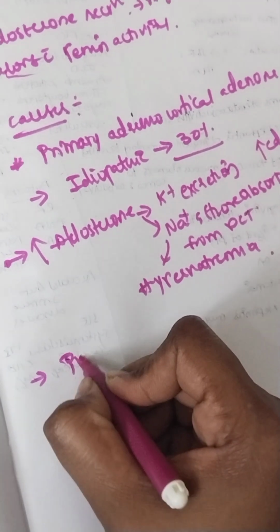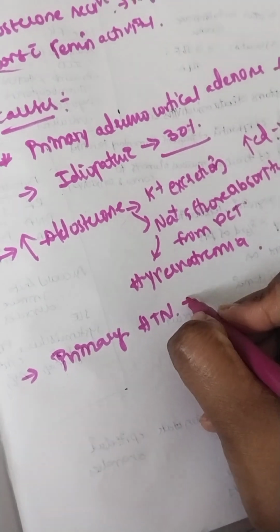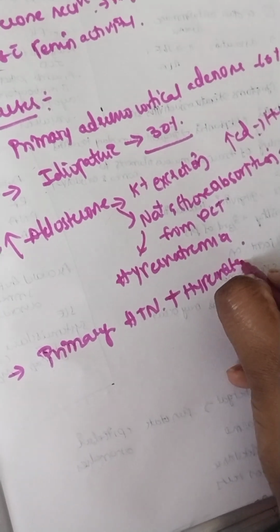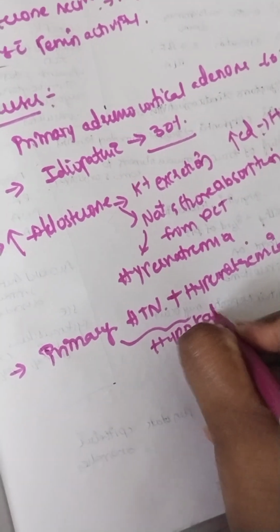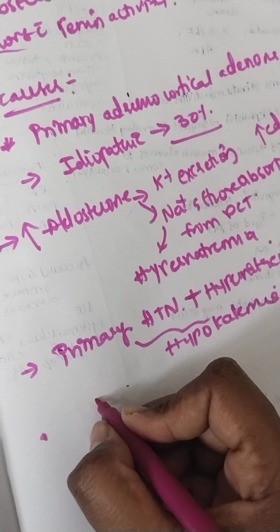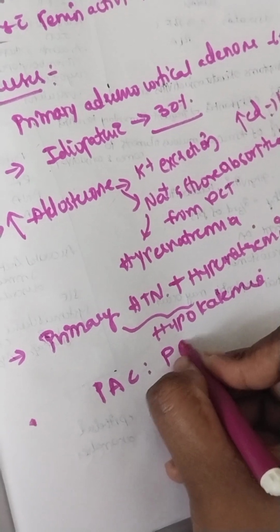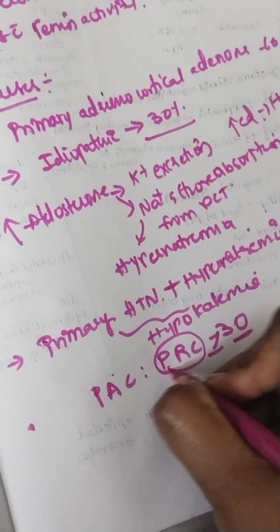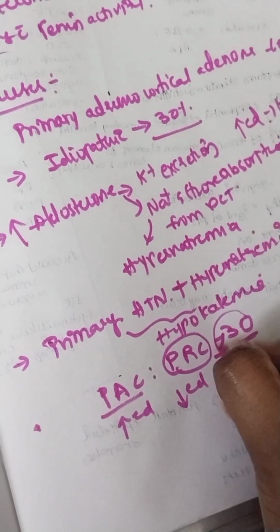So the patient who is coming with primary hypertension, hypernatremia and hypokalemia, it is difficult to control in this case. And you should look at the ratio of plasma aldosterone concentration to plasma renin concentration, which will be greater than 30, because plasma renin concentration is decreasing and plasma aldosterone is increasing. So the ratio will be greater than 30 here.